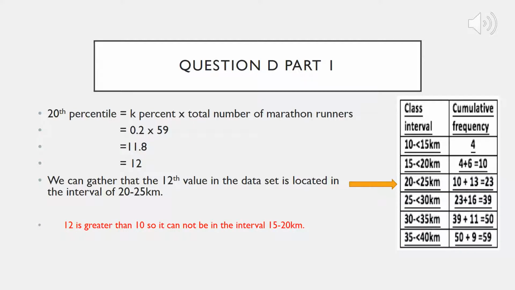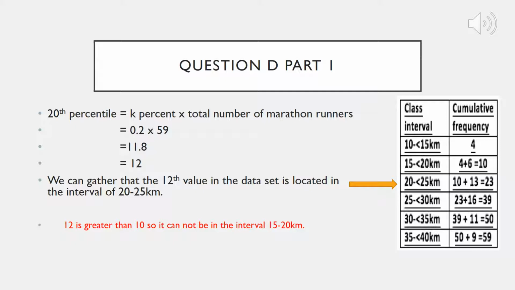Firstly, to solve this question at an A standard, the student must show clear working out of how they obtained their answer, which should be done in the following way. Firstly, the student must know how to convert 20% into its fraction form. Students may make the mistake of not doing this correctly. So 20% in its fraction form equals 20 divided by 100, which is equal to 0.2.